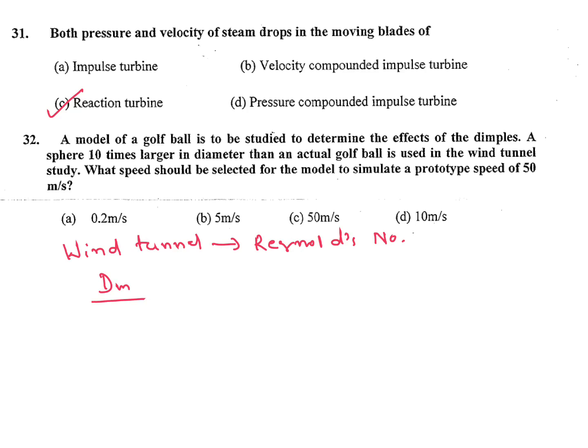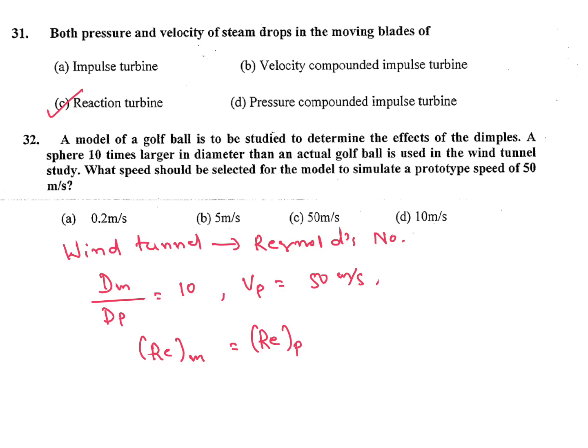Diameter of model by diameter of prototype is 10. Diameter of model is 10 times more than the diameter of the actual golf ball. Prototype speed is also given: V prototype is 50 meters per second. For a model study in a wind tunnel, the Reynolds number should be the same in both cases. Reynolds number of model equals Reynolds number of prototype.